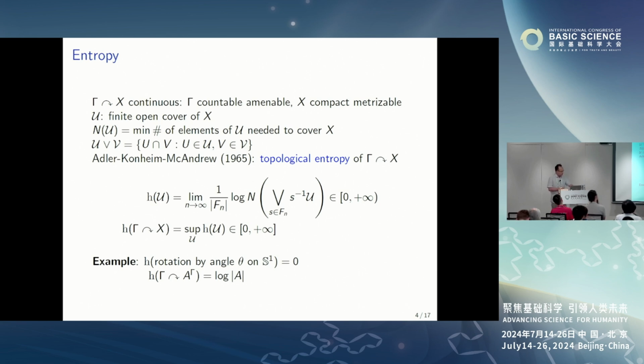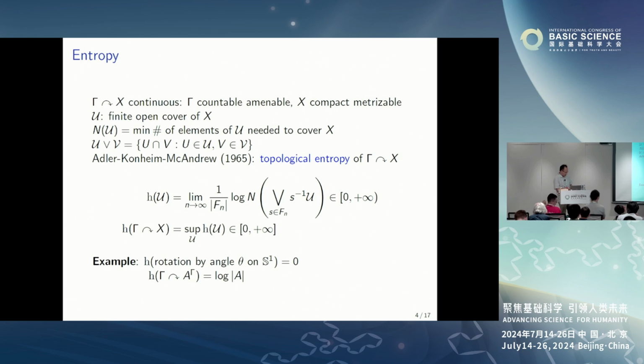This is the definition, but what it describes is the complexity of the action. Just some simple examples: if you take a rotation on the unit circle, you fix any angle for the rotation, that's one homeomorphism, and it generates one action of the integer group. This one is fairly simple because it actually preserves the metric, so the entropy will actually be 0.